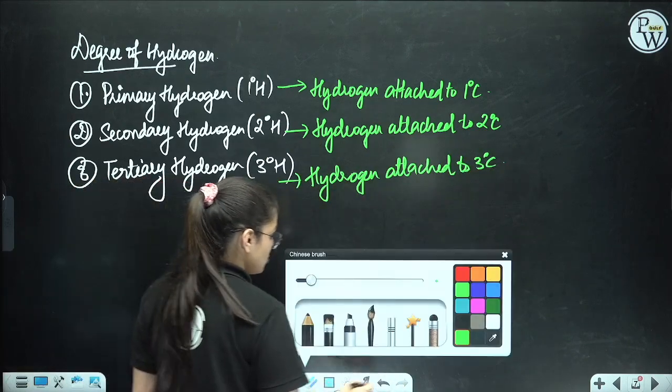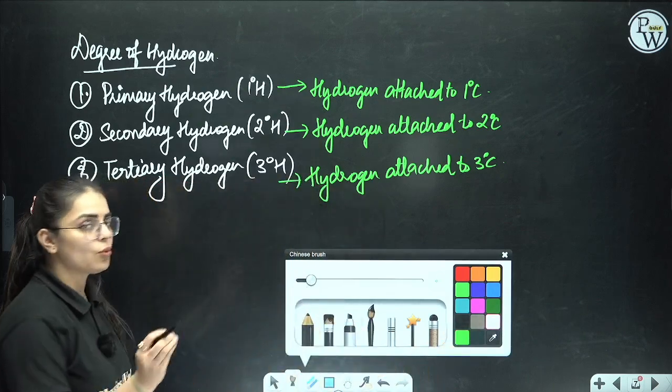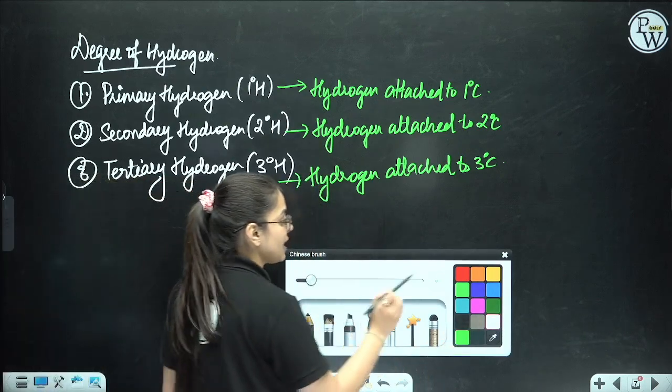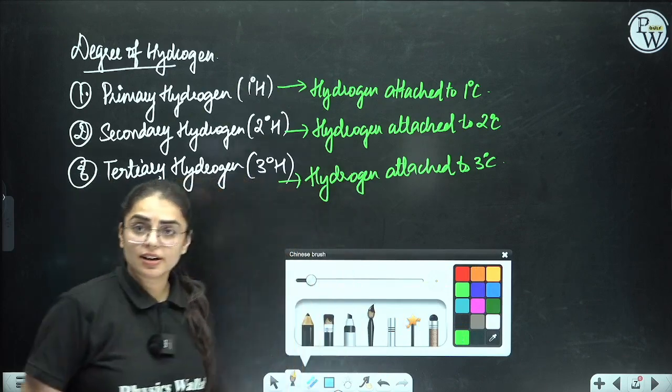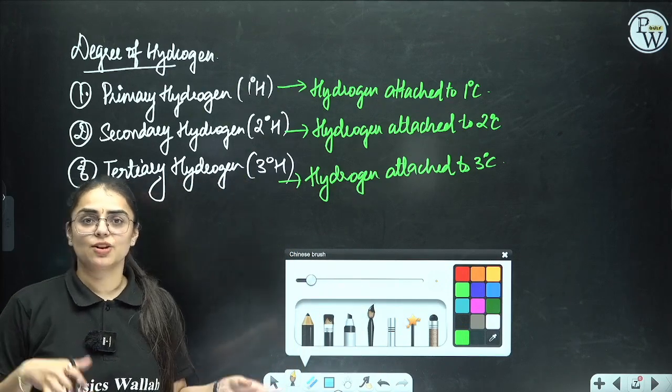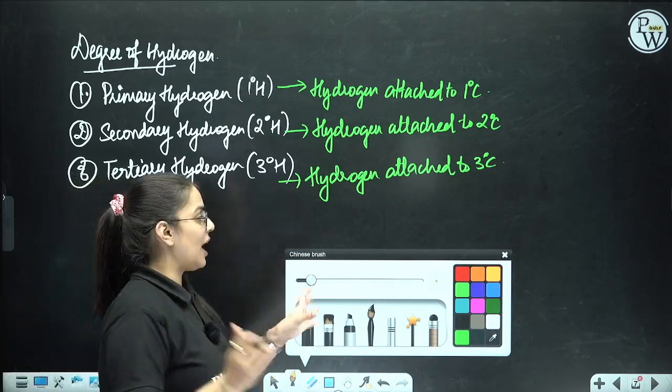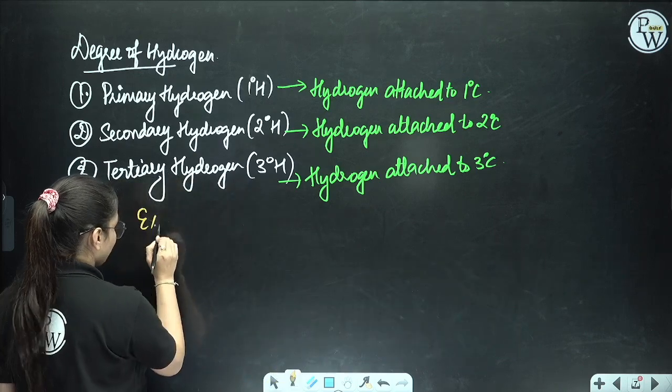Okay. Now students, I am giving you a case. You have to tell me the total numbers of primary carbon, secondary carbon, tertiary carbon, quaternary carbon, primary hydrogen, secondary hydrogen, tertiary hydrogen, and the answers, right? Okay, let's start.